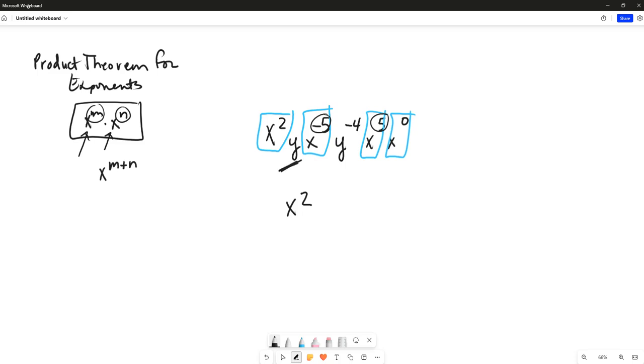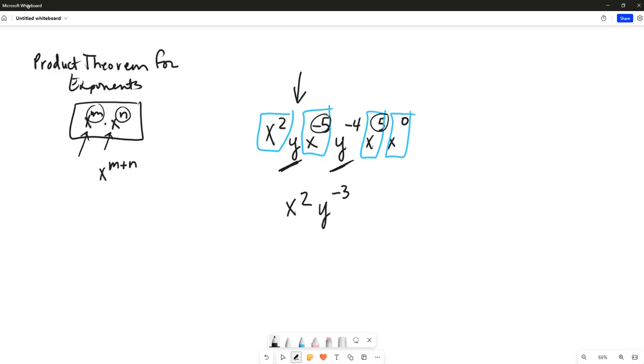And then we have y to the first power and y to the negative fourth power. Remember that this has a 1. It's understood, right? So that's going to be y to the negative third power. So x squared, y to the negative third.